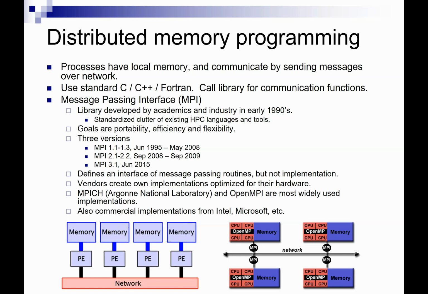Okay, so there are a couple of flavors of MPI which are pretty popular. One of them is called MPICH, made by Argonne National Laboratory. Another MPI implementation is called OpenMPI. And there are also commercial implementations from various hardware vendors like Intel, Microsoft, and so on.